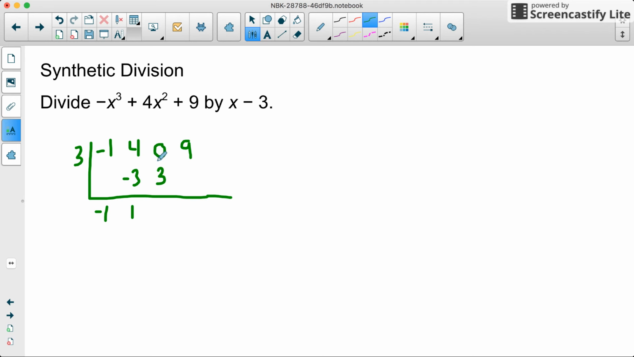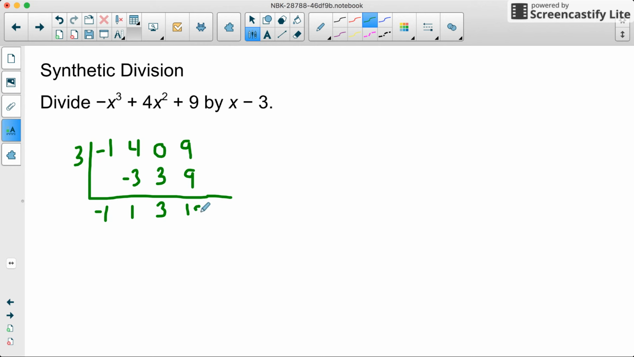This is 0. Add 0 and 3, and put the sum underneath the line, and then multiply by 3. 3 times 3 is 9. And put the product over there underneath the last number 9, and add 9 plus 9 to get 18.